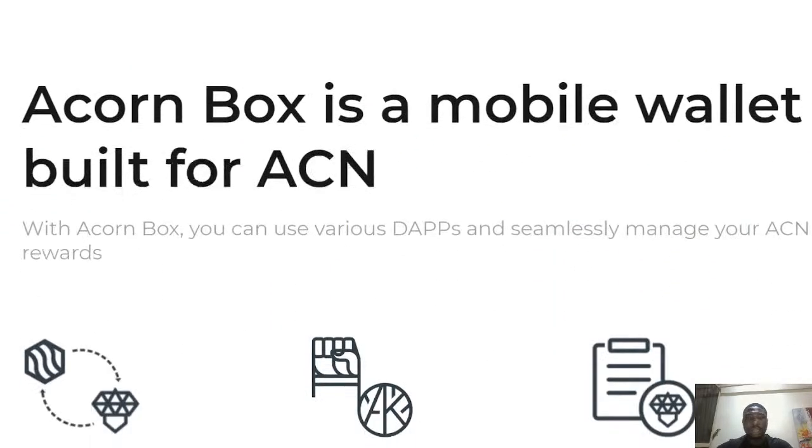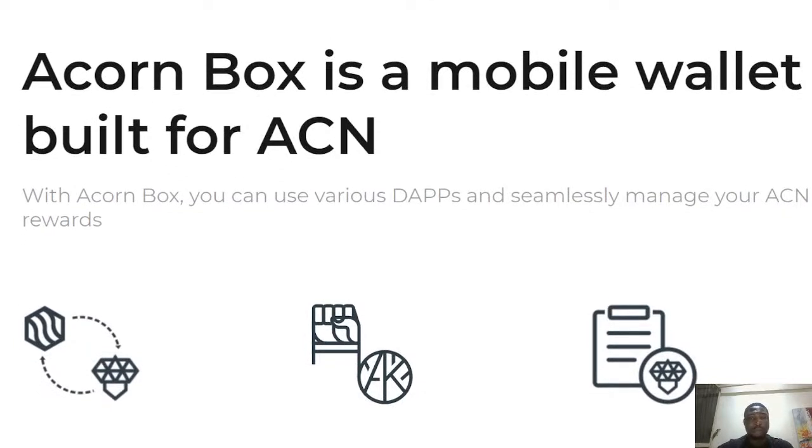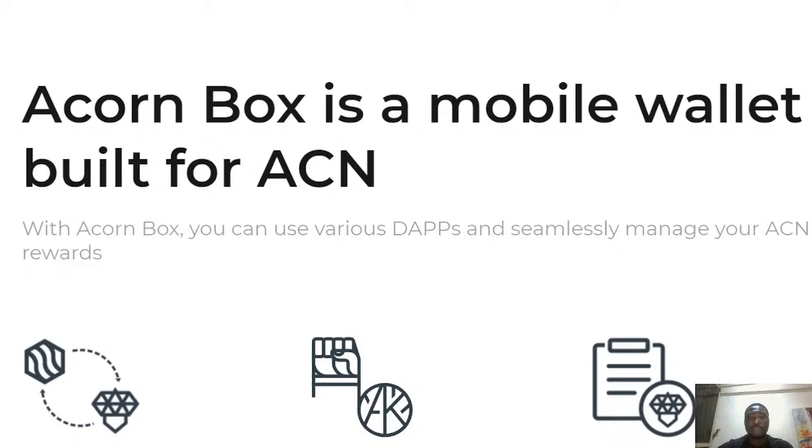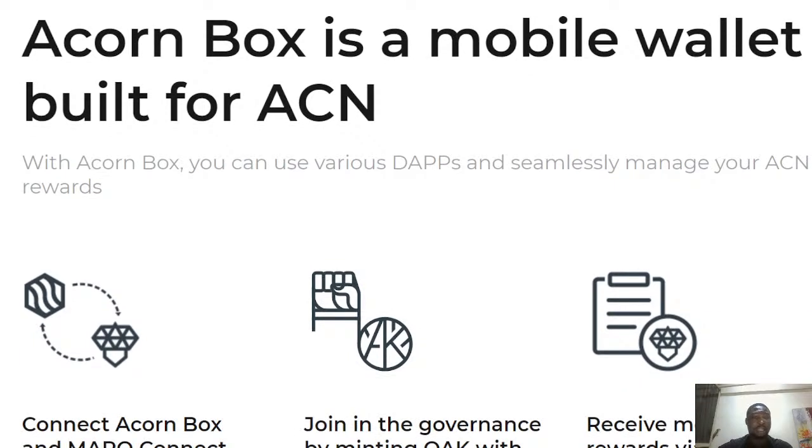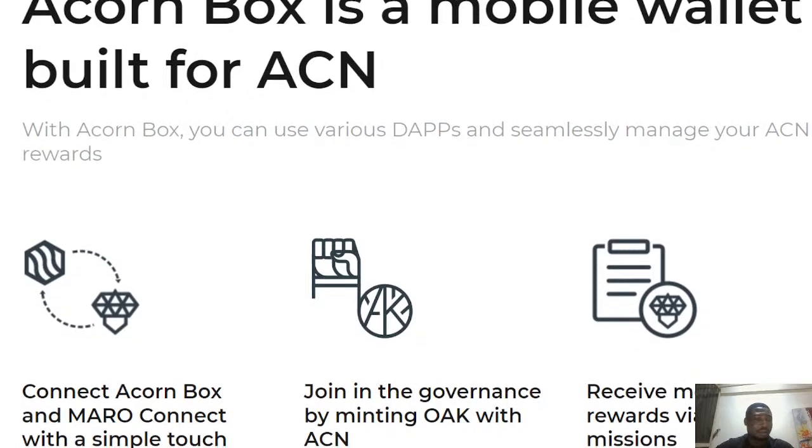So you can see that you can add their website if you're looking at downloading it, and you can see that Acorn Protocol is a mobile wallet built on the token. The token name is ACN. That is the token name. The old token name was ACA, and now it is ACN. The AcornBox can use various dApps and seamlessly manage the ACN rewards.